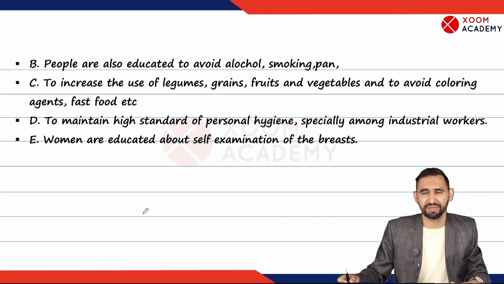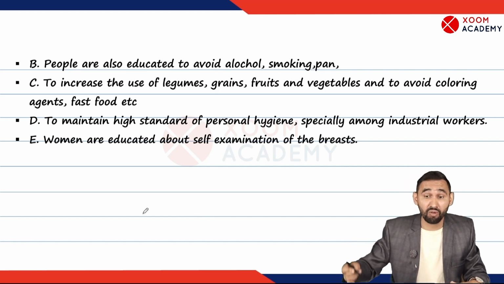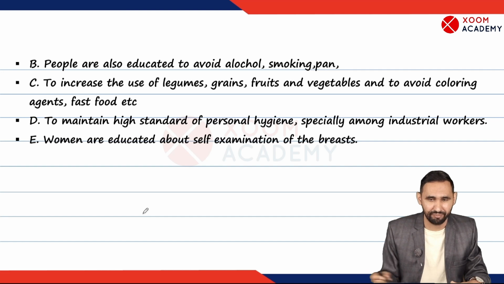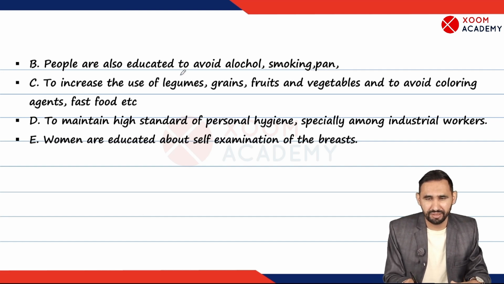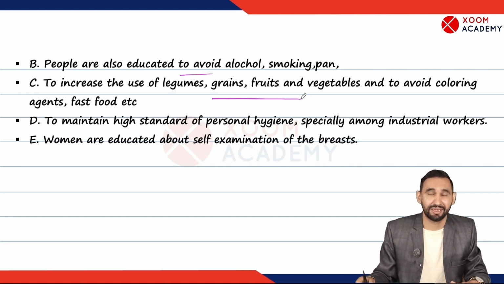People should be educated. They should avoid alcohol. They are modifiable risk factors: alcohol, smoking, and pan, which is used in India and Pakistan. People should stop them. There should be increased use of grains, fruits and vegetables. Artificial food should not be used. Fast food should be reduced. Natural food should be used.